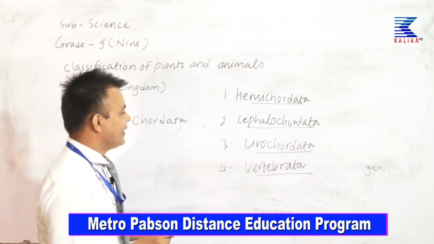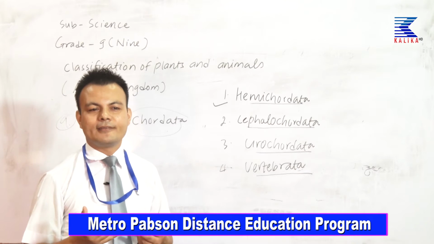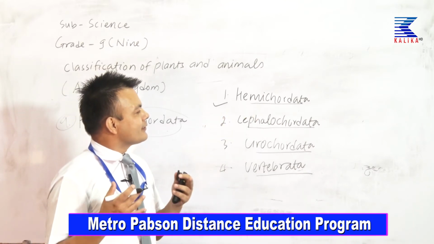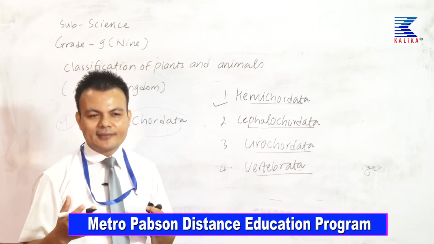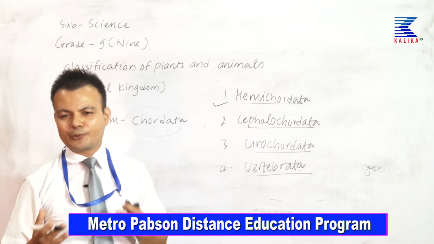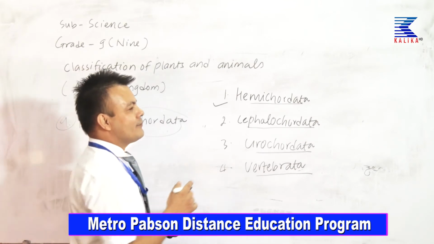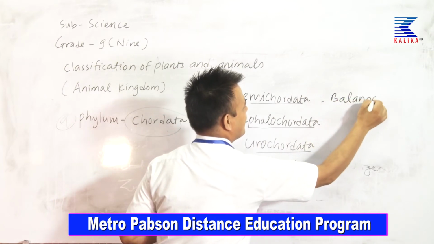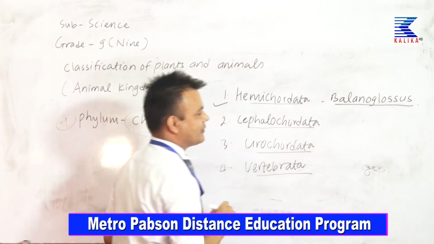So have a look here. Hemi means half. The animal has the notochord in half of the body part, so there is presence of the notochord and absence of the notochord, 50-50, present in half of the body. For example, Balanoglossus. We will see what it looks like in the picture later on.